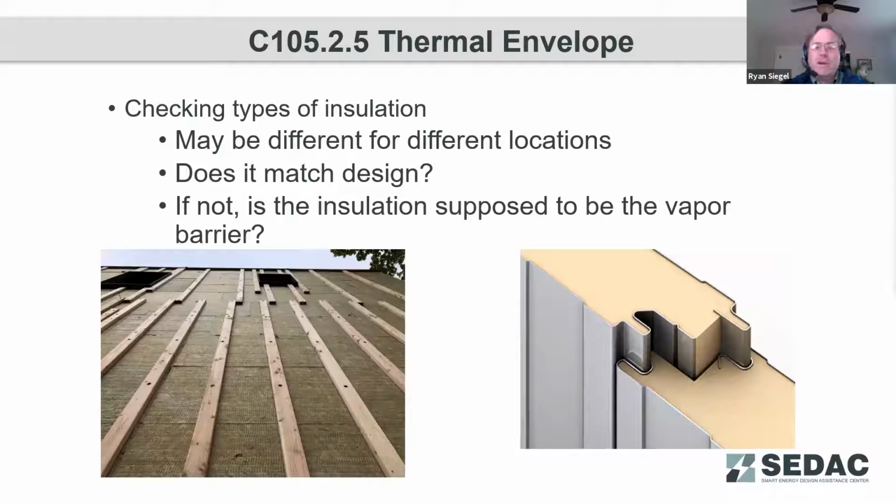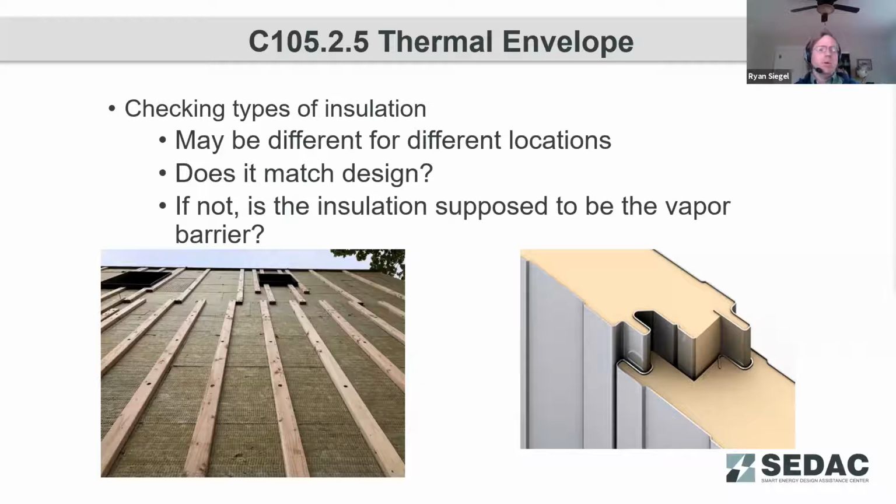So similar to our foundation, we're going to be first checking the type of insulation that's going to be used. It's not uncommon for this to be different types of insulation in different locations. So the wall may have a different insulation type than the roof, which may also be different in different locations. So you may have one area of a wall that's a masonry wall that's insulated one method, and another area of the wall that's using insulated metal panels, for example.